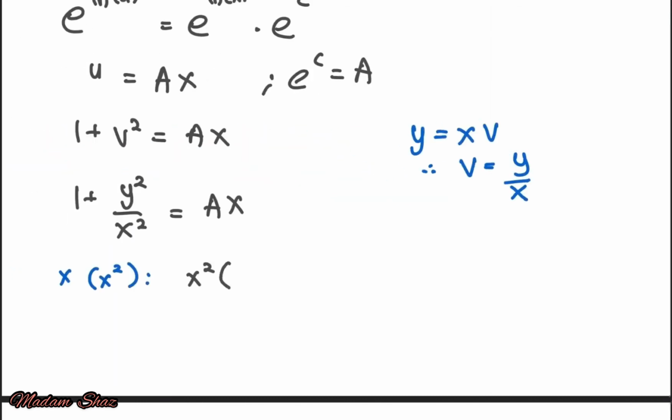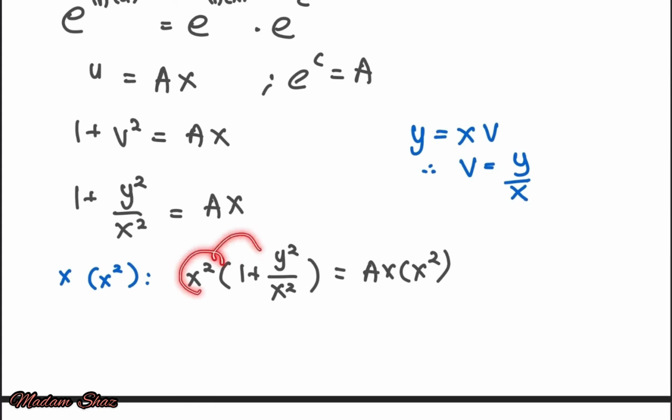x square multiply 1 plus y square over x square is equal to ax multiply x square. So x square multiply 1 will become x square. x square multiply y square over x square, we can cancel out the x square. x square plus y square is equal to ax multiply x square, which will become ax to the power of 3. So this is the final answer for the homogeneous equation.